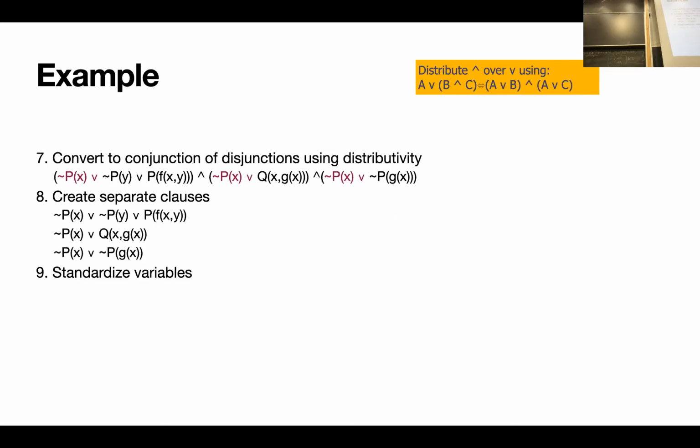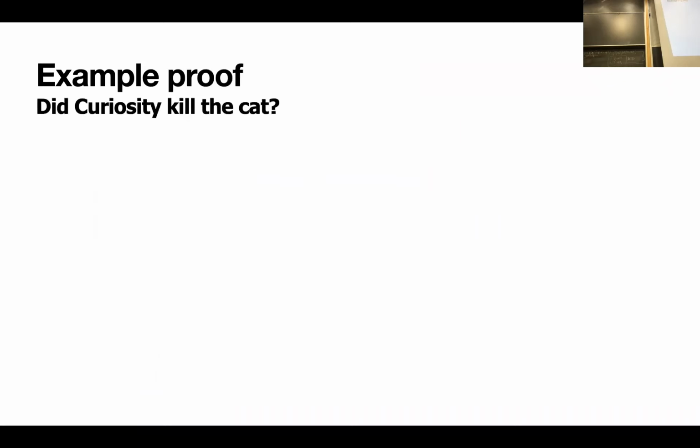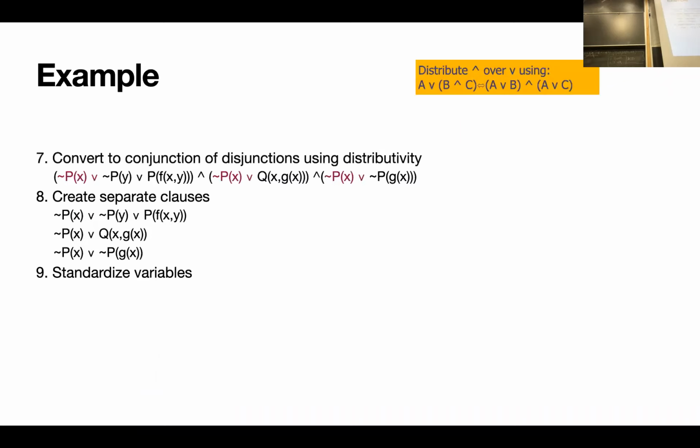And finally, we standardize the variables. So we did a few more changes here. This X becomes Z and this one becomes W, because we want to make sure that these are not equal to the ones from the previous line from before. So that's why we changed the names. And that's exactly it.